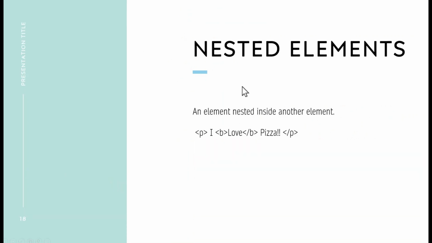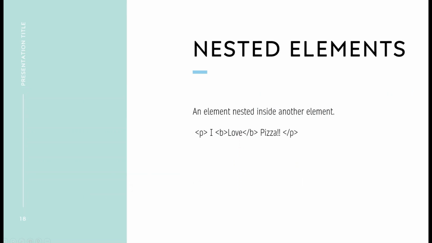Now, we have what are called nested elements, and we've looked at some of these. So if we take an element nested inside another element, for example, this here is what's called a nested element. If we take this as a paragraph opening and closing tag, it's I love pizza, and then we have this opening and closing bold tag here, and if we want to copy this, it will display this on a web page.